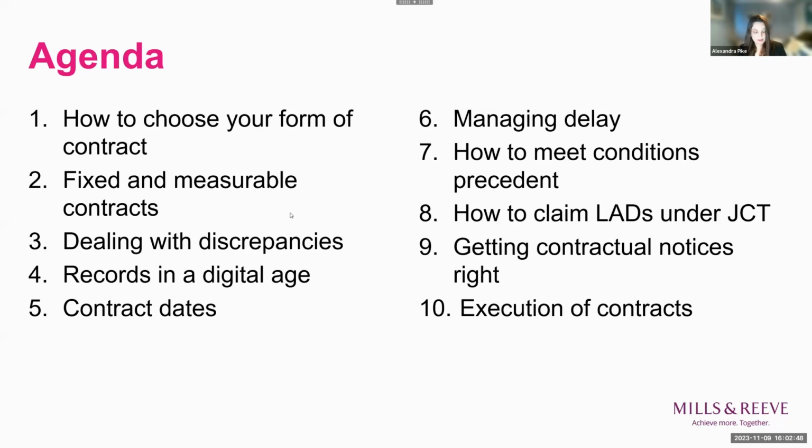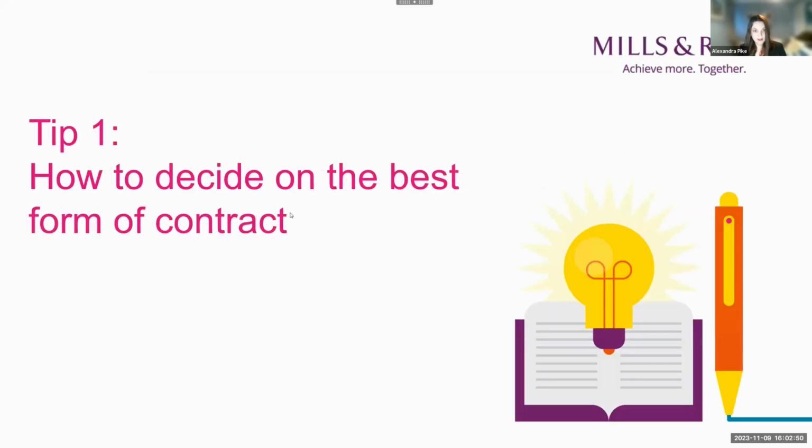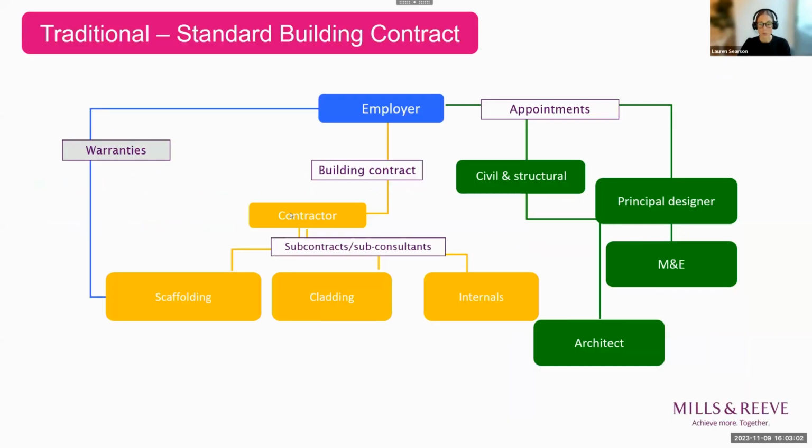So without further ado, I will hand on to Lauren to tell us about how you decide on the best form of contract. Thanks, Lauren. Thanks, Alex. Due to the complexity of construction contracts and the organisational requirements of running a project, there's a fair reason why so many different types of construction contracts are in existence. Construction contracts also vary greatly in terms of complexity and size, and not one project is ever the same.